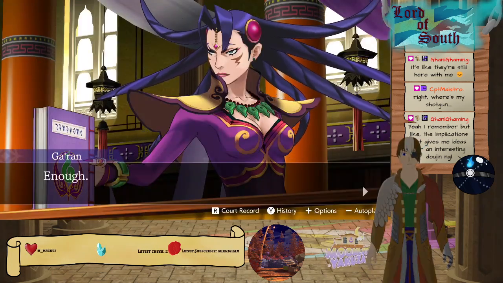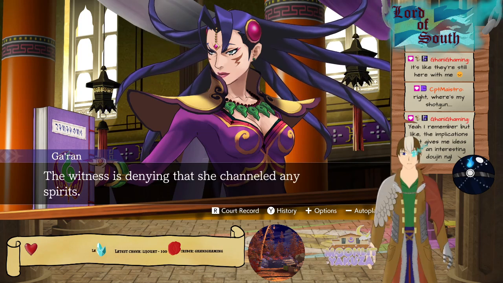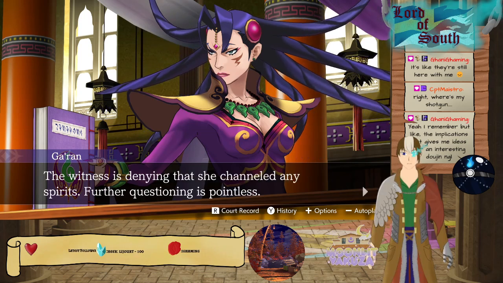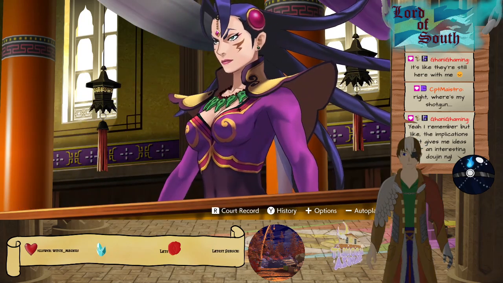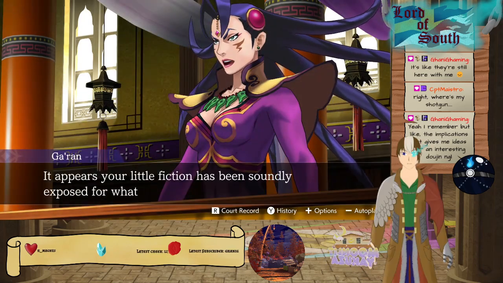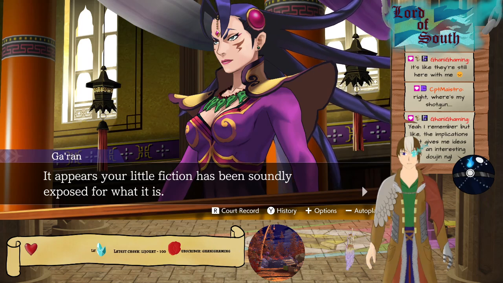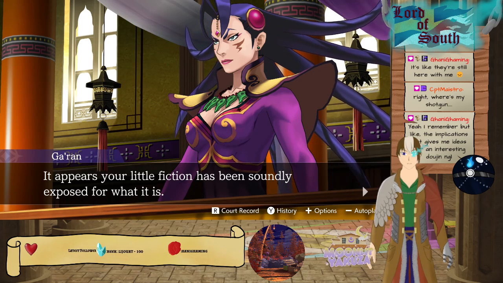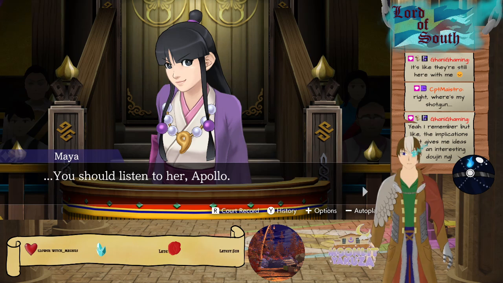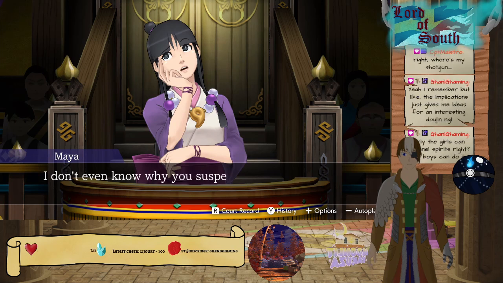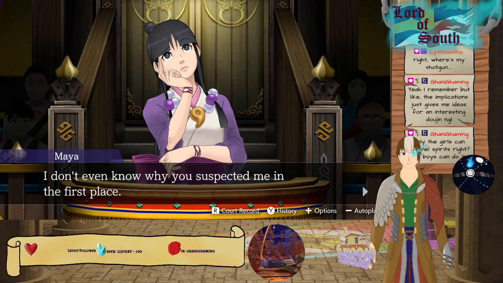Enough. The witness is denying that she channeled any spirit. Further questioning is pointless. It appears your little fiction has been soundly exposed for what it is. Maya, we are trying to help Daruk. Please! I don't even know why you're suspecting me in the first... We aren't suspecting you! You're a witness, for crying out loud!